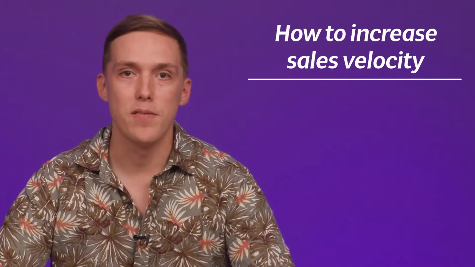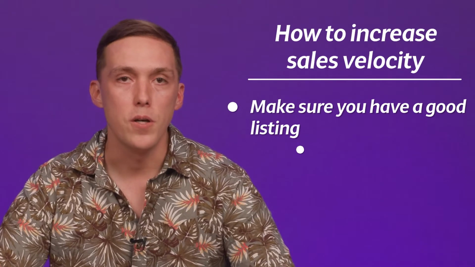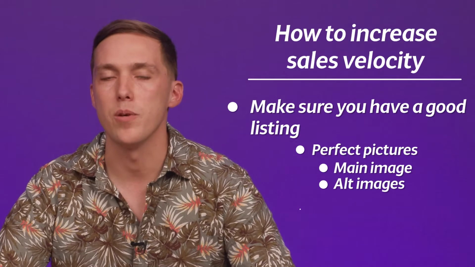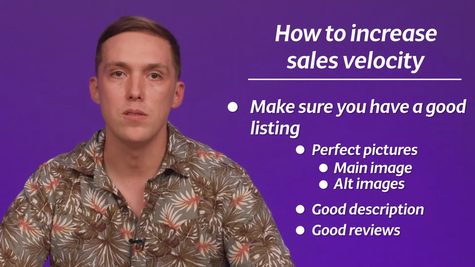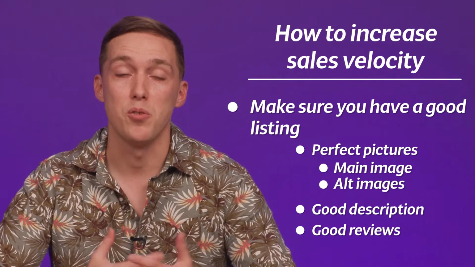So if your product sells well, it will rank higher for the terms that you are trying to rank for. So what you want to do is increase sales velocity. Now, how do you do that? There's a lot of different ways. You want to have a really good listing. You want to have all your photos perfect. You want a good main image. You want good alternative images. You want a good description, bullet points. You want good reviews. You want a lot of 5-star reviews. You want to have essentially really solid listings.